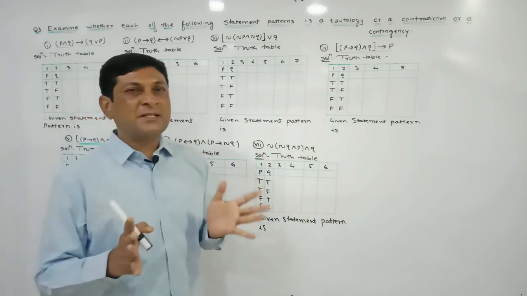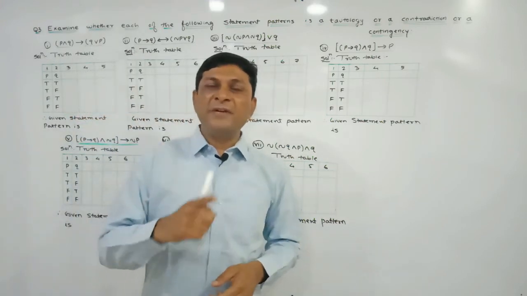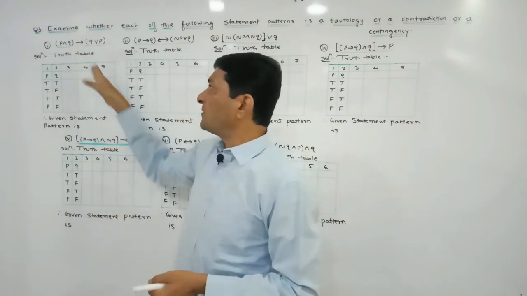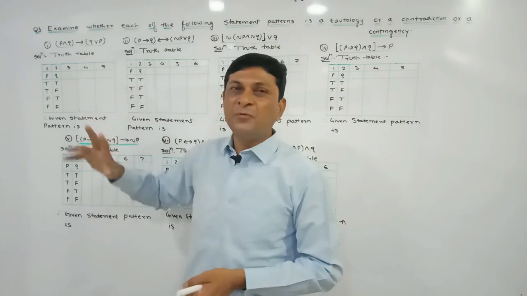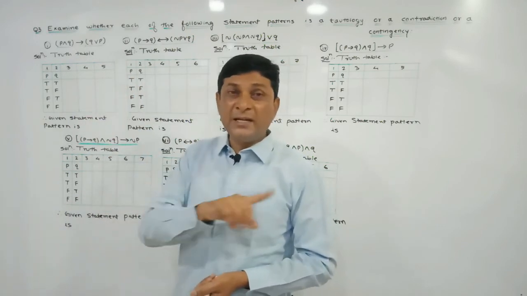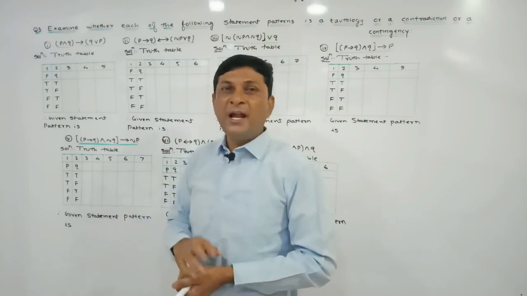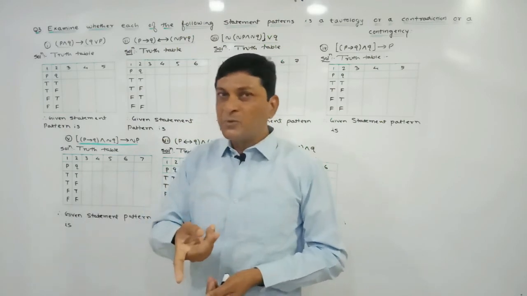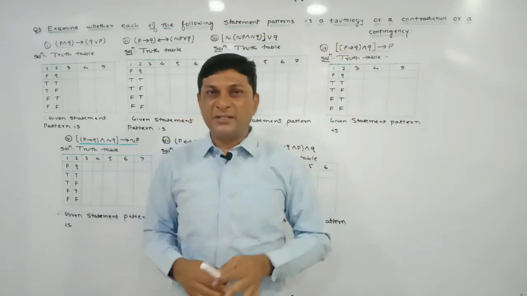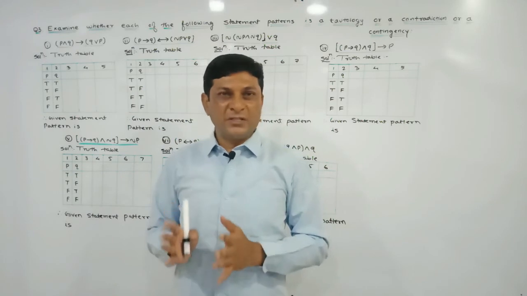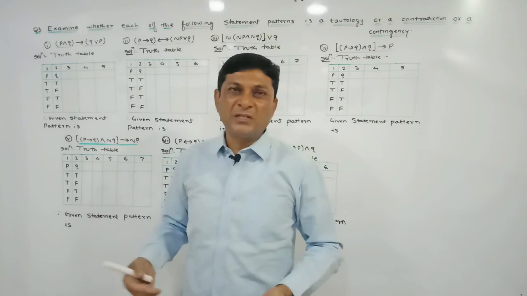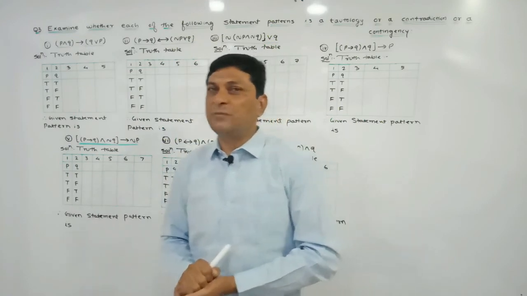So when can we say that a statement is a tautology? If it is always true, meaning that if we are finding the truth value of this statement and the last column is always T, at that time we can say that it is a tautology. If it is always false, at that time we can say that it is a contradiction, and if it is neither tautology nor contradiction, at that time we can say that the statement pattern is what? Contingency. And to check whether the given statements are tautology, contradiction or contingency, we have to construct the truth table of the given statement pattern.